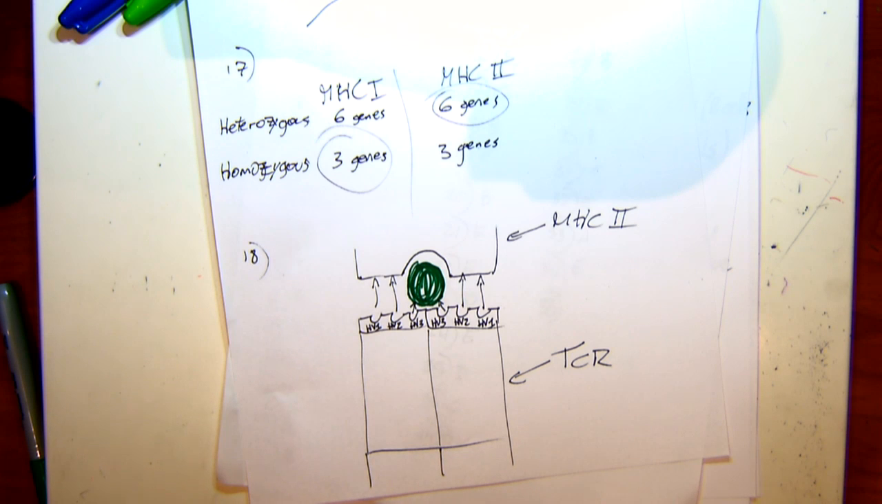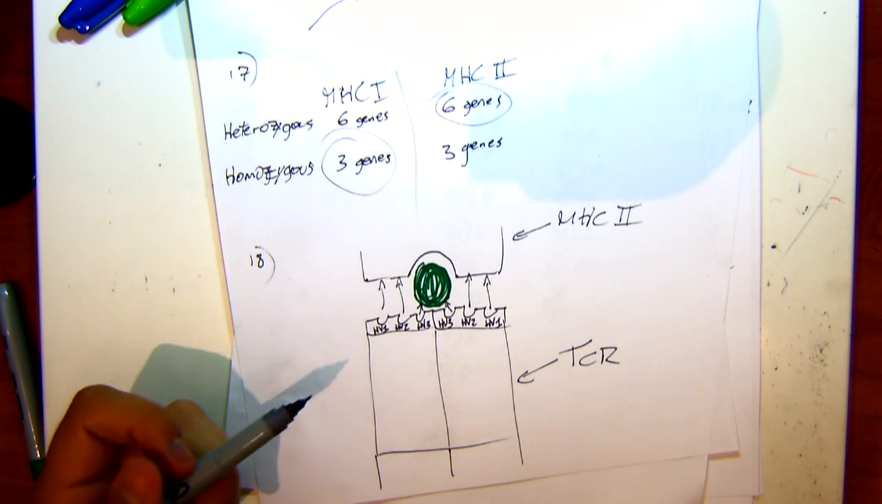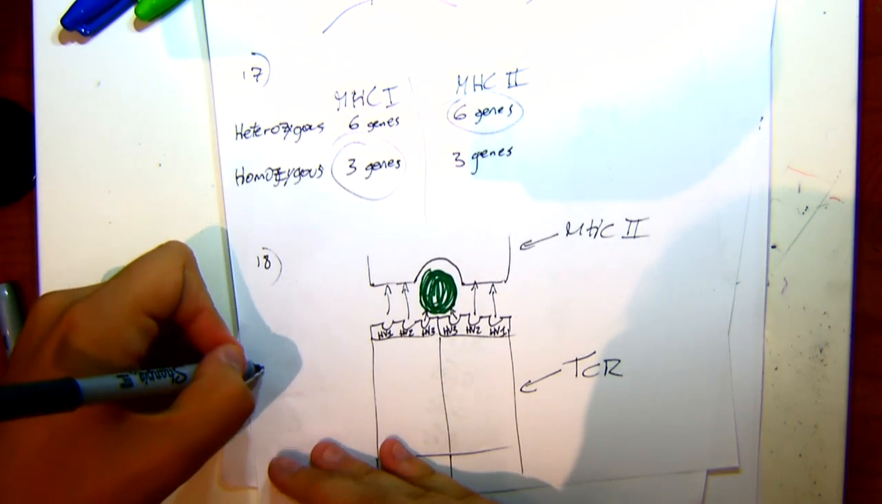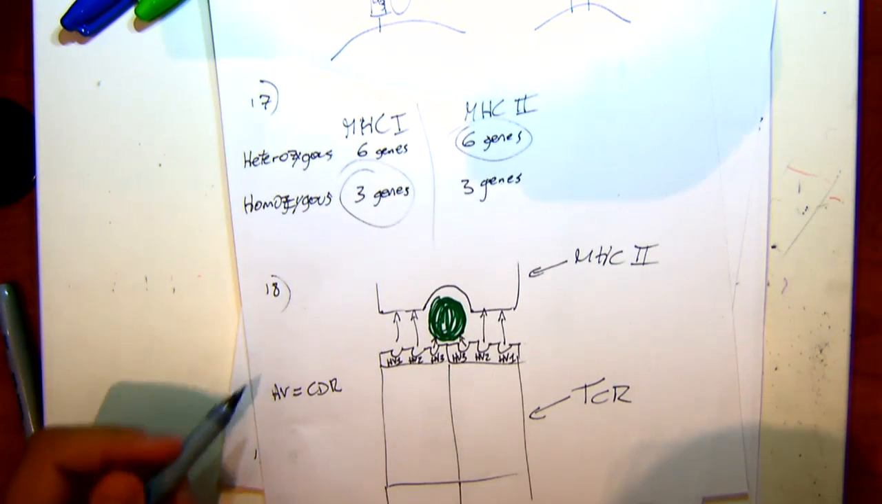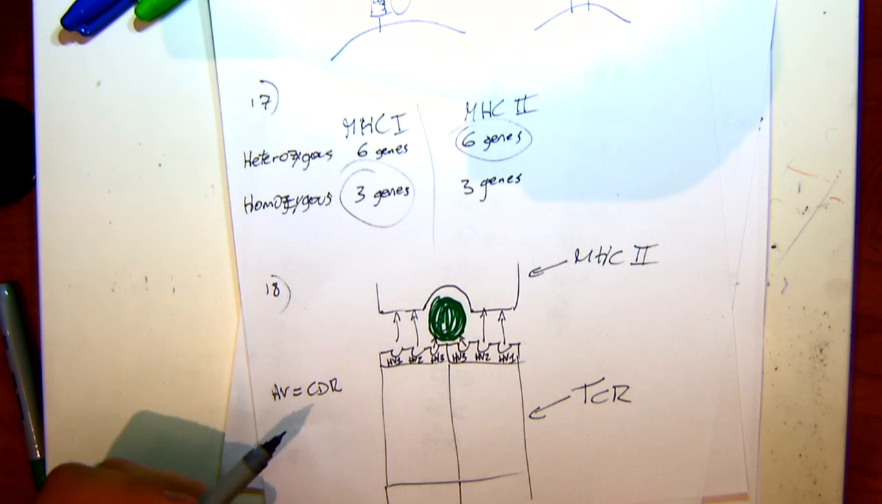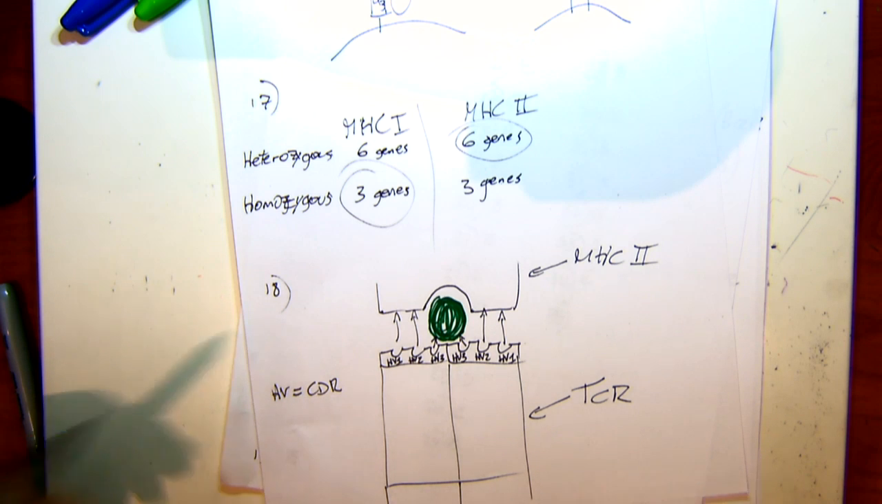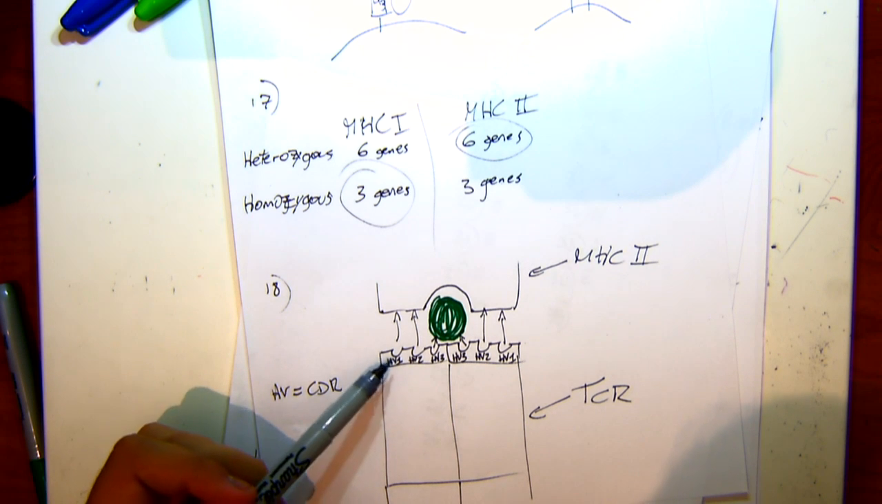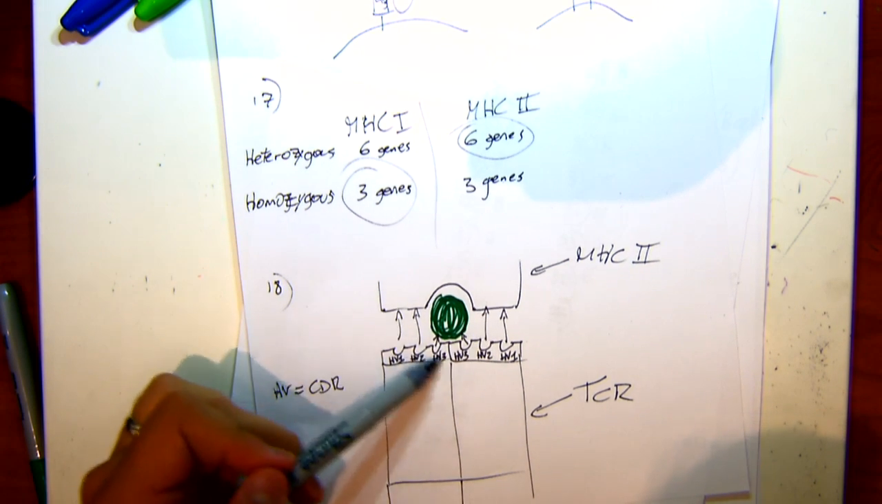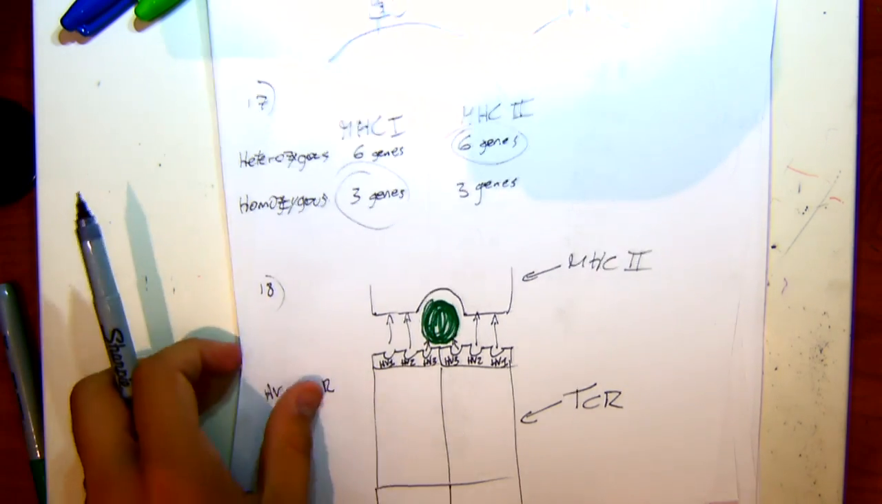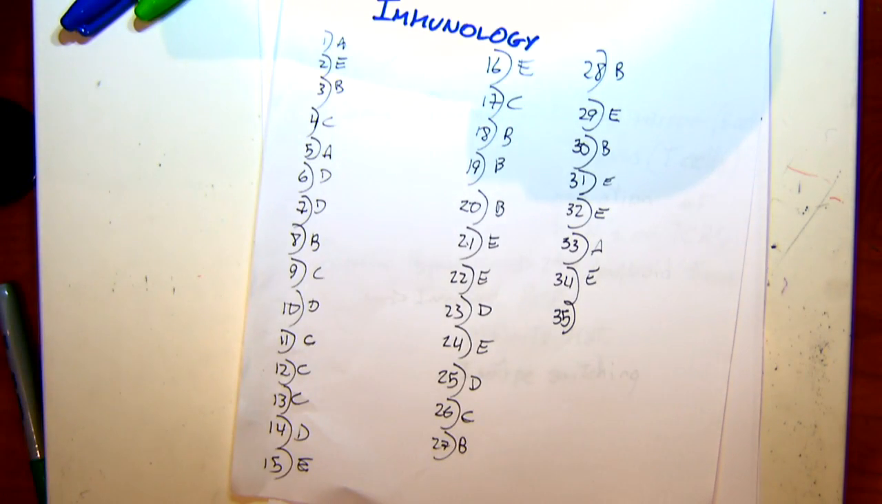Okay? So if you look at it here, HV is the same thing as a CDR, so I'll write it here on the side. HV means hypervariable, CDR means complementary determining region, and they're the same thing. So the HV1 and 2 will recognize the MHC, as you can see here, while the HV3 recognizes the peptide. Okay? Cool. Any questions so far? No? So 35 is C.